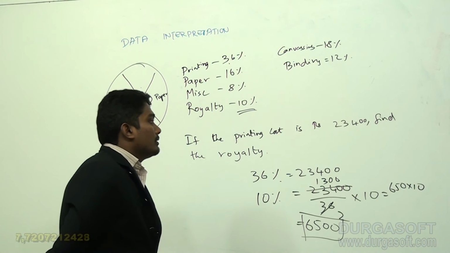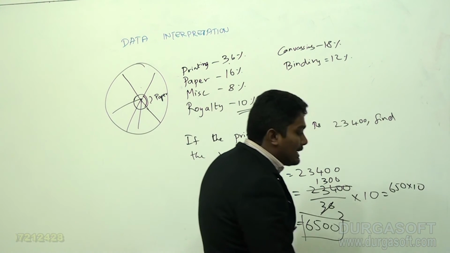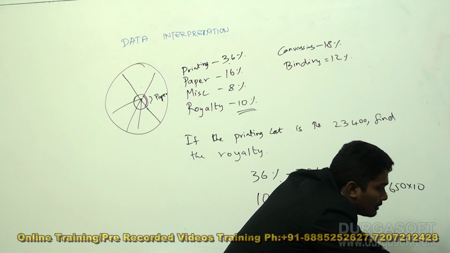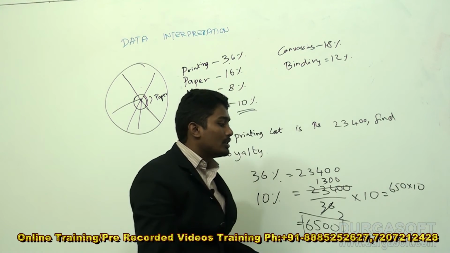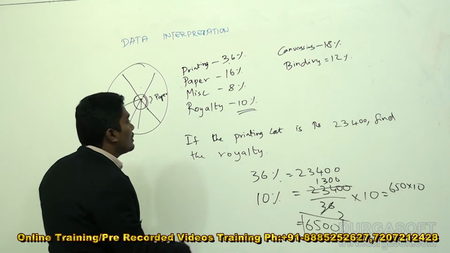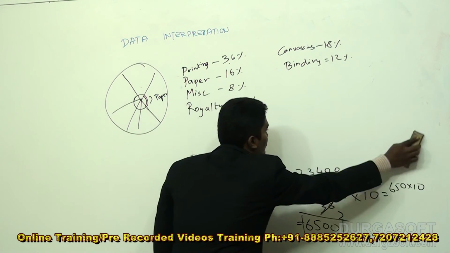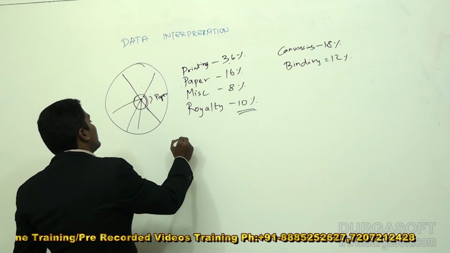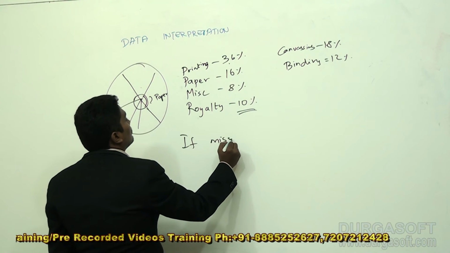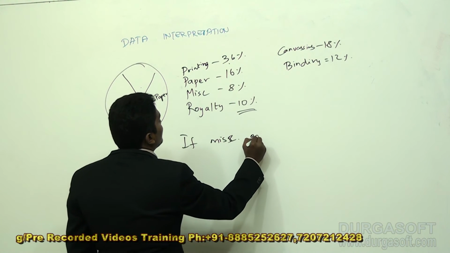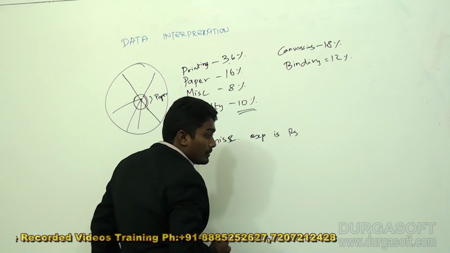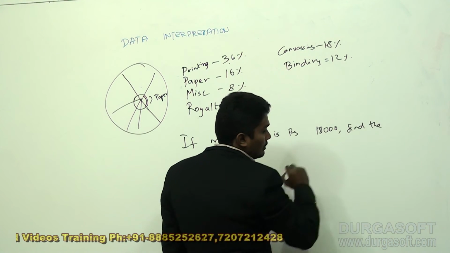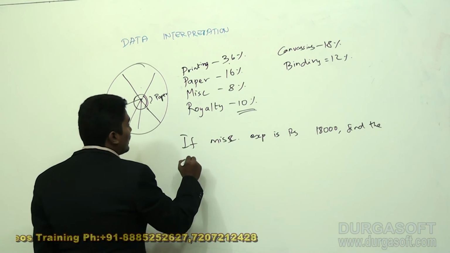Now we look at the third question. The third question states that if the miscellaneous expenditure is rupees 18,000, then find the expenditure on canvassing. So if the miscellaneous expense is 18,000, find the canvassing expense. So instead of printing cost here, they gave the miscellaneous expense.